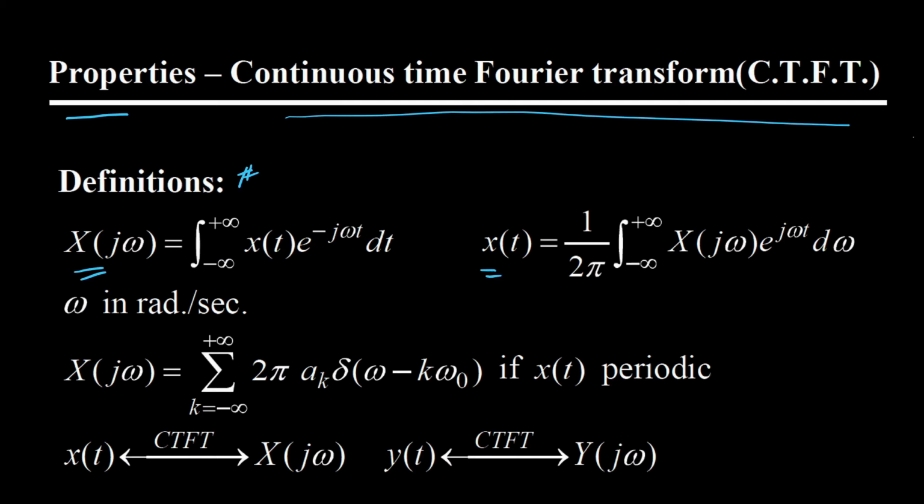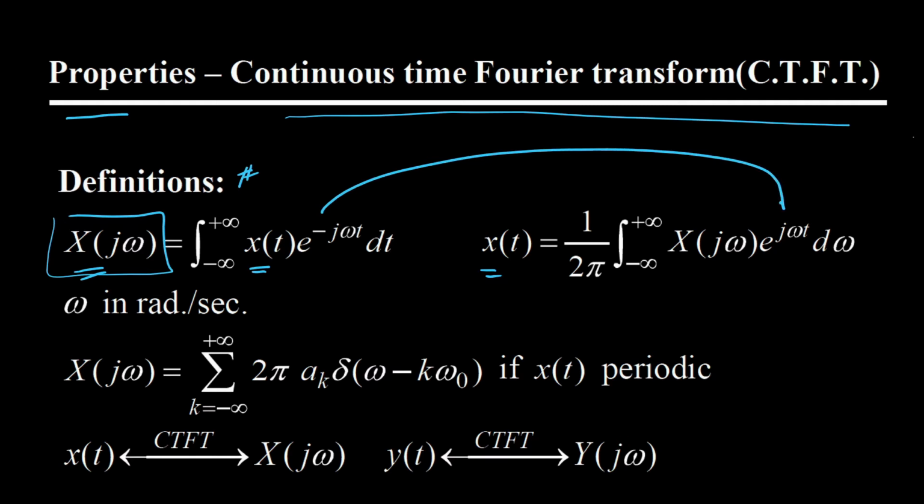So for the Fourier transform, x of t can be transformed to x of omega or x of j omega by an integration, and the integration is from minus infinity to infinity of x of t times exponential to the power minus j omega t dt. And for the inverse, now you have a plus here in the exponential, and the integration is with respect to omega rather than t, and eventually we will get back our x of t.